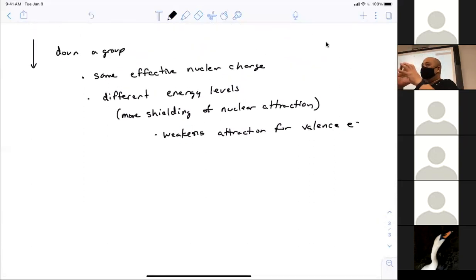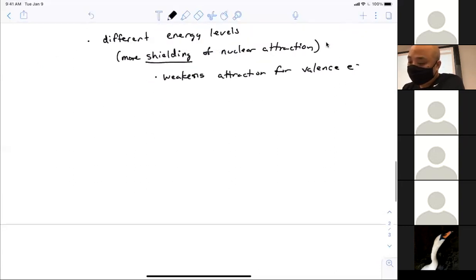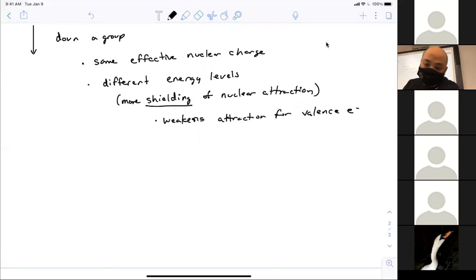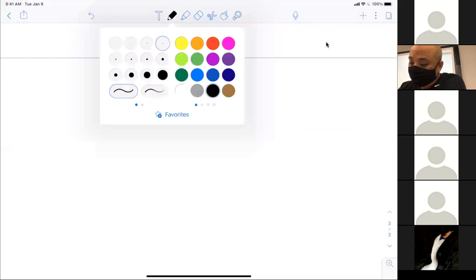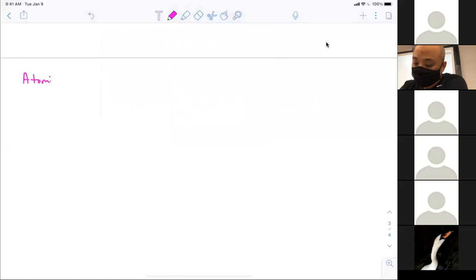Yeah. So as you have more layers of inner shells, that buffers the attraction from reaching the outermost shells. And so, yeah, the more rings of inner shells you have, the more shielding. That's kind of a key word here to block the nuclear attraction. And so this applies for all your different trends. For example, the first one is atomic radius, which essentially, again, is the radius of an atom.